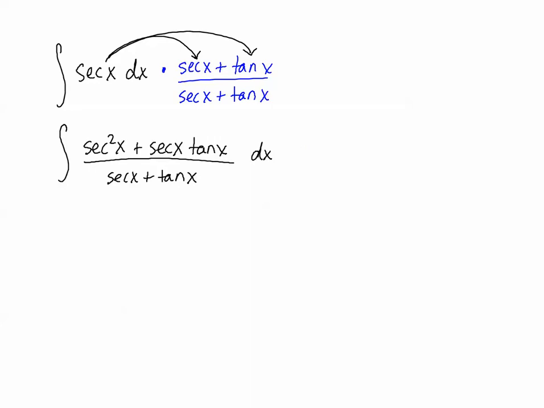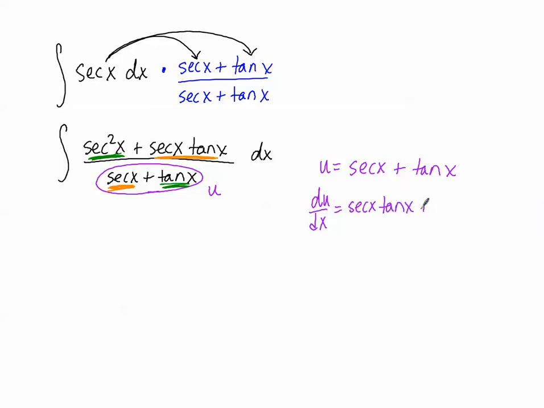I have a rational function such that if I take the denominator to be my u, what's its derivative? Well, secant's derivative is secant x tangent x. Tangent's derivative is secant squared x. Aha! So we're always thinking of where we're going when we're doing things like this. So I say u is secant x plus tangent x. I say du dx. The derivative of secant x is secant x times tangent x. The derivative of tangent x is secant squared x. And there I see it. I've got it in my numerator.